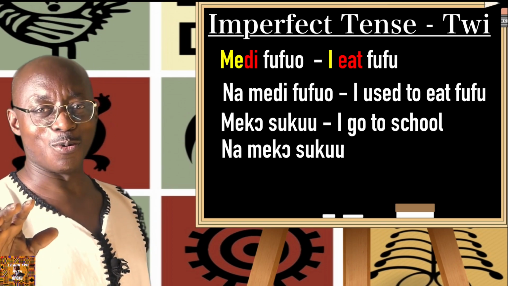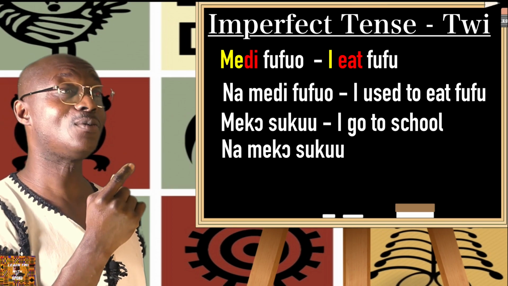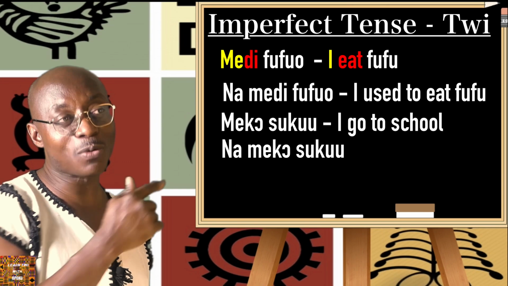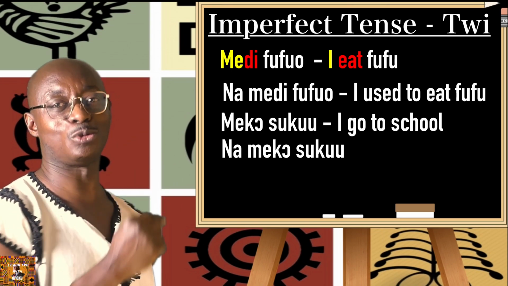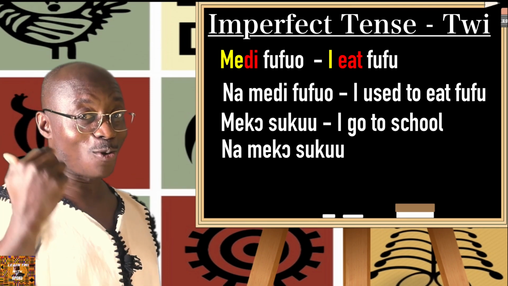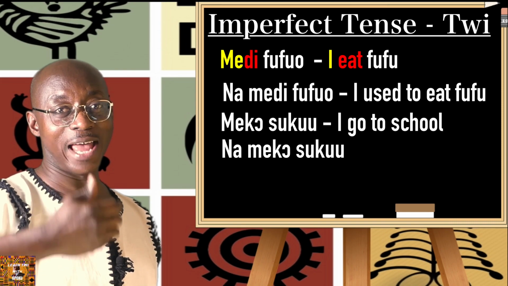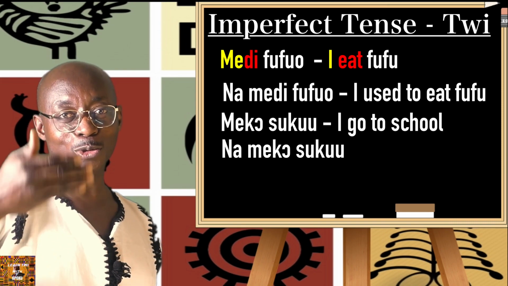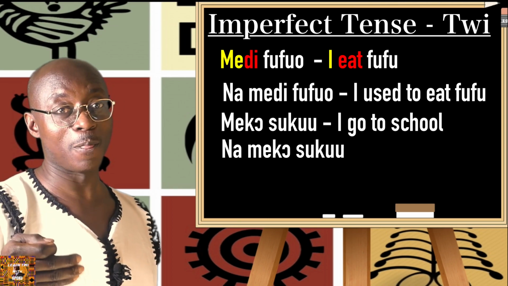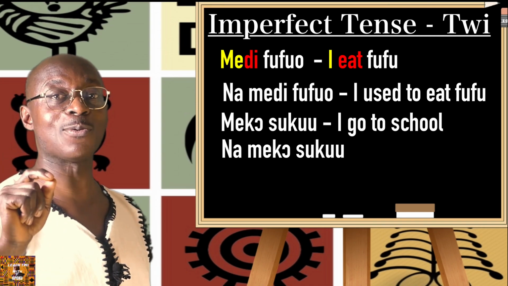Na me ko suku could also mean I had gone to school. Oh, you didn't come to meet me. Yeah, na me ko suku, I had gone to school. That is in what? Past perfect. So in order to bring clarity, or to emphasize that one wants to use the used to form, we make use of a term. And that term is what?